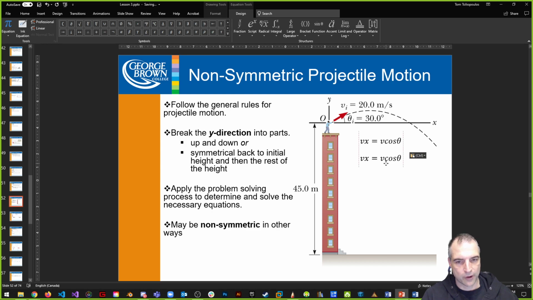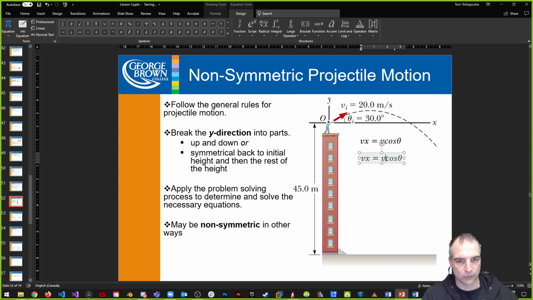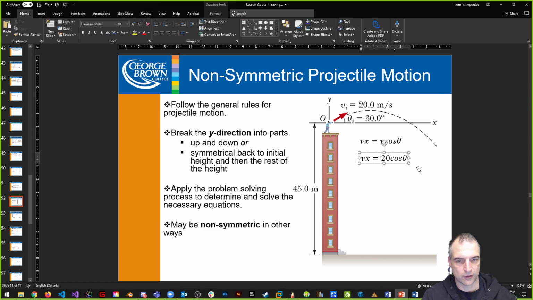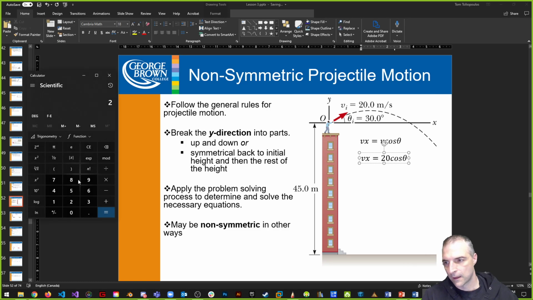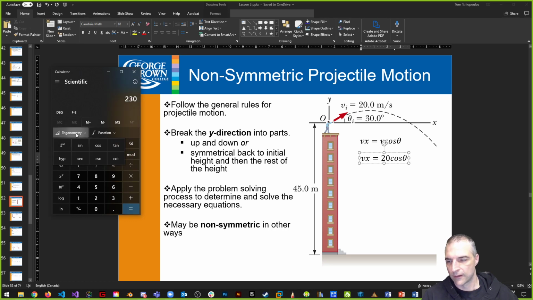So we know some of these values. If I wanted to find velocity on the x-axis only, then we can take the initial velocity, which is 20, and cos theta, that's cos of 30 degrees. So what's cos of 30 degrees? On your calculators, we have scientific. We can also go cos. So 30, cos, 0.866, which makes sense.